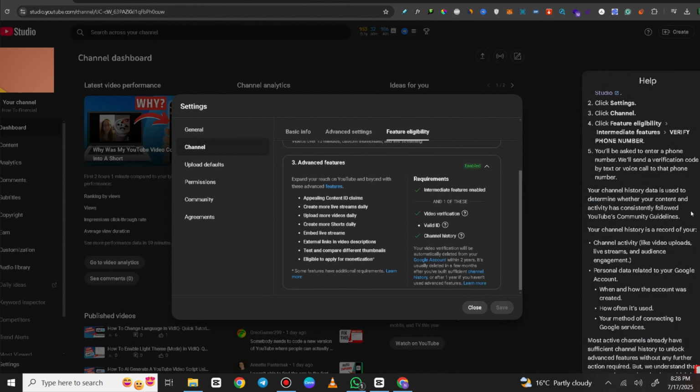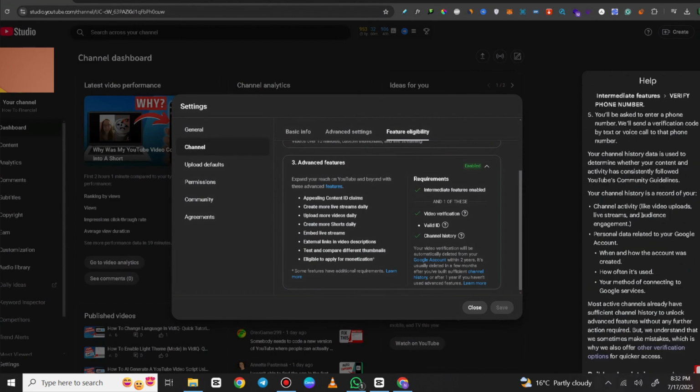What also goes under the channel history is your personal data related to your Google account. So how the account was created, how often it is used, and the method of connecting to Google services. I think that they're referring to Google Pay, Google Play, those other Google services. So what this really means is that Google wants to make sure that you are a real person and not a botted Google account. To prove this to YouTube, or in this case Google, I would advise you to go through your Google account and input as much information about you, the real person behind the channel or the account, as you can. So your date of birth, your phone number, and just in general, try to prove to Google that you are a real person that interacts and uploads the videos on your YouTube channel.